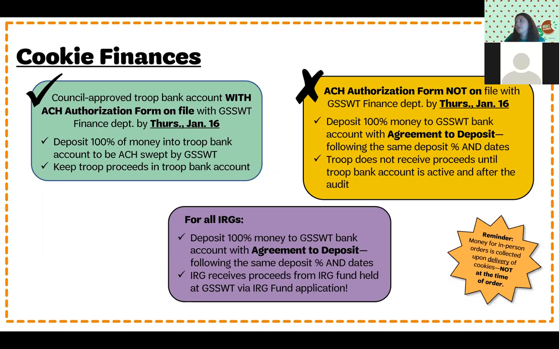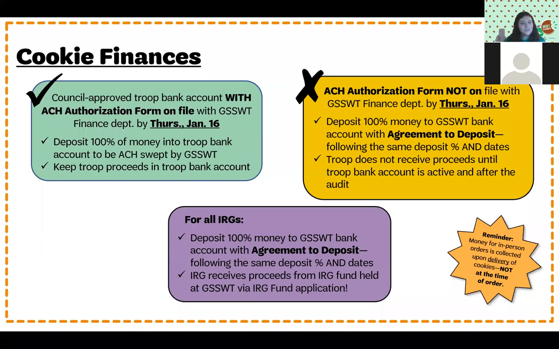Those troops would then deposit 100% of money to a Girl Scouts of Southwest Texas bank account with the bank that they select on the agreement to deposit, and follow the same deposit percentages and dates as the ACH sweep. The main difference is those troops don't keep their proceeds, so they deposit 100% into a council bank account, and the troop will not receive their proceeds until the troop bank account is active and until after the program audit is complete.